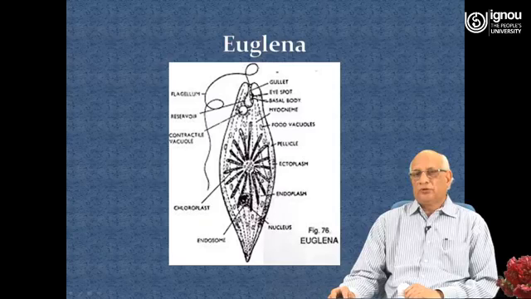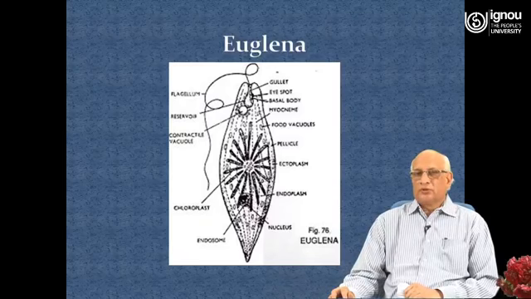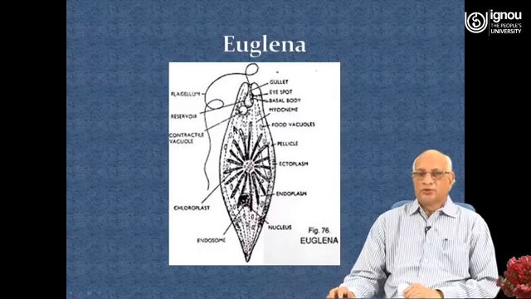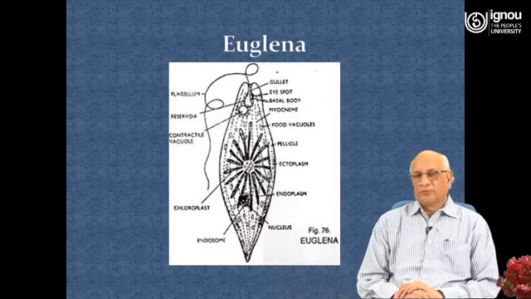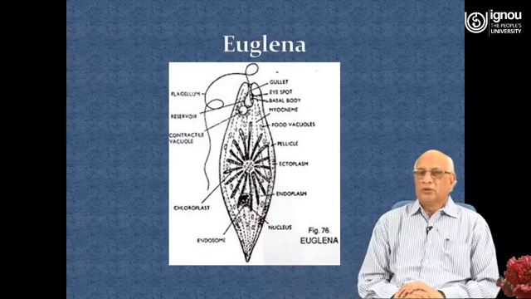The second important feature of this animal is the presence of this chloroplast. Presence of chlorophyll is the characteristic feature of the plant, and with the help of chlorophyll, the plants synthesize food, that is, photosynthesis is conducted inside the plants. But euglena is the animal which has the chloroplast, and sometimes it is placed by some of the scientists between the plants and the animals.